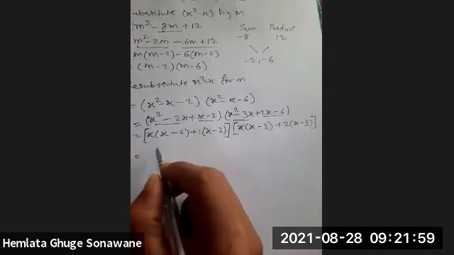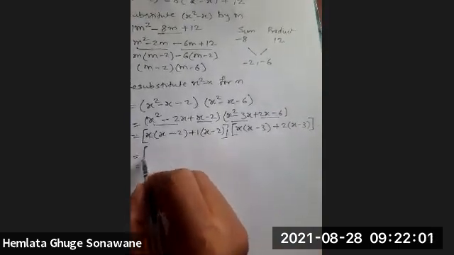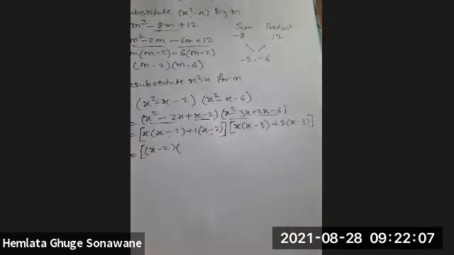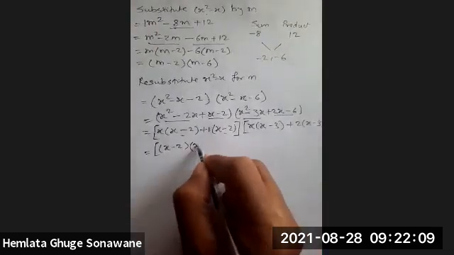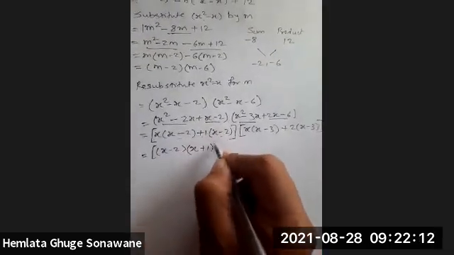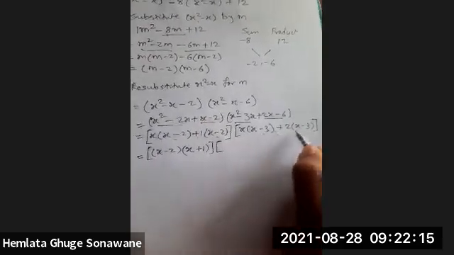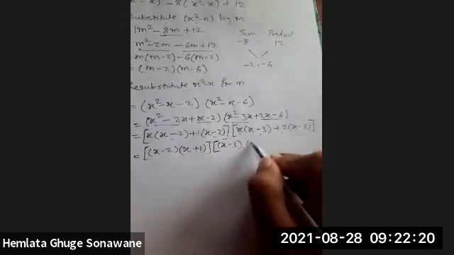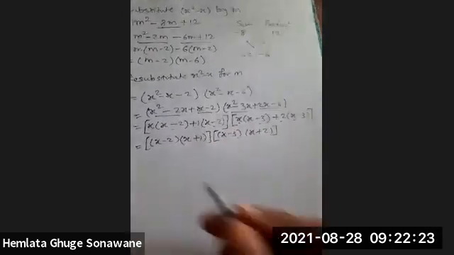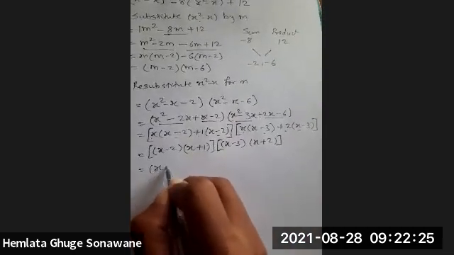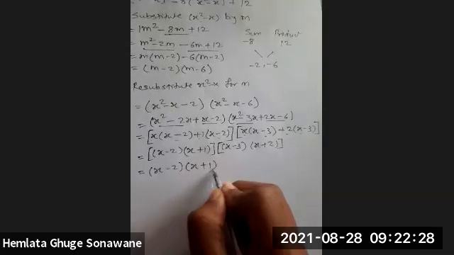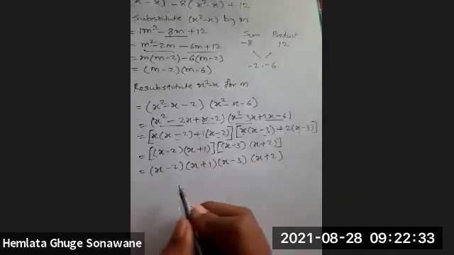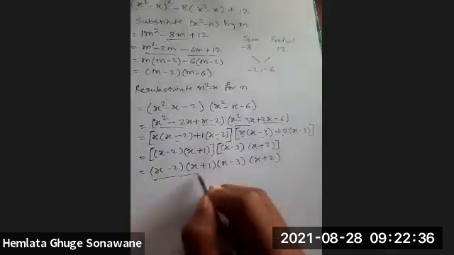Now we'll write the factors, that is x minus 2, this bracket, then another bracket x plus 1, and next x minus 3 and x plus 2 in the other bracket. Okay, this we can write down as x minus 2, x plus 1, x minus 3 and x plus 2. These are the factors of the given polynomial.